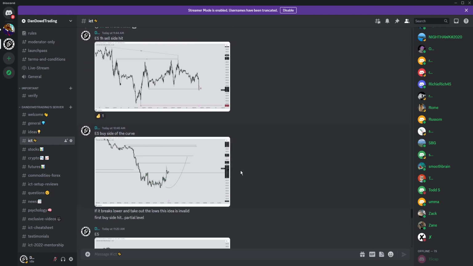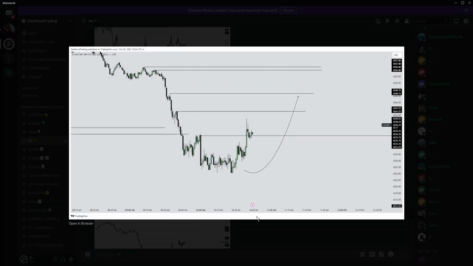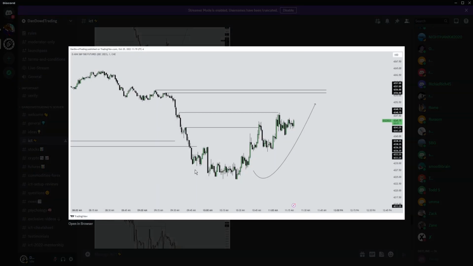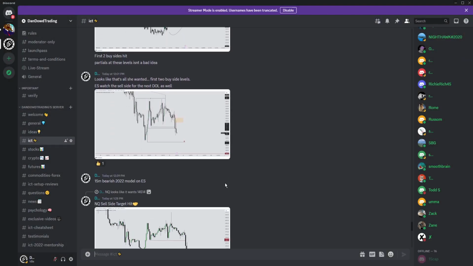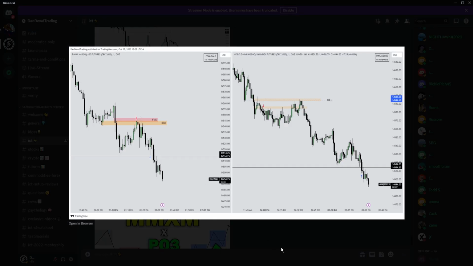So we did go over a few other nice setups. This was ES buy side of the curve in the PM session. Actually, this was later in the AM session. Only did take out those first two targets, then reversed. And then we did also get a few other nice setups later in the day. Did take a few scalps towards the end of the day.